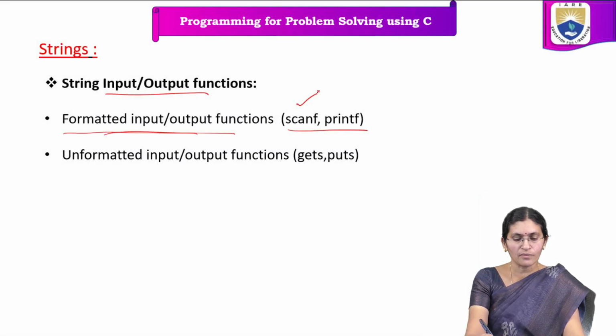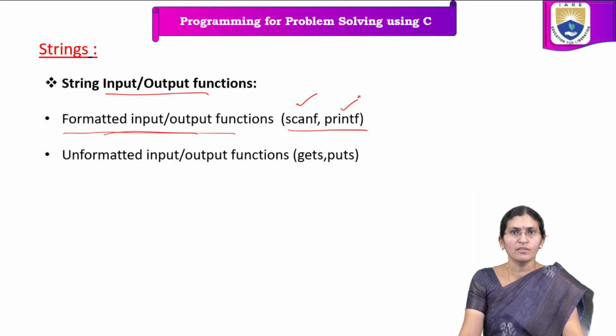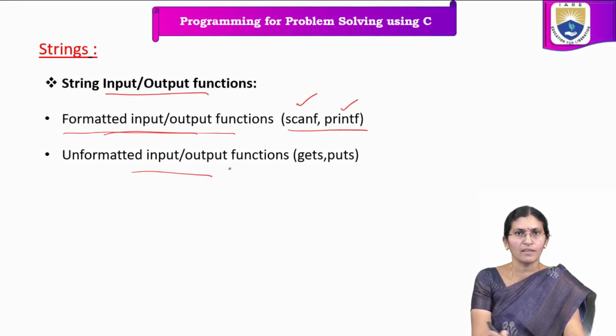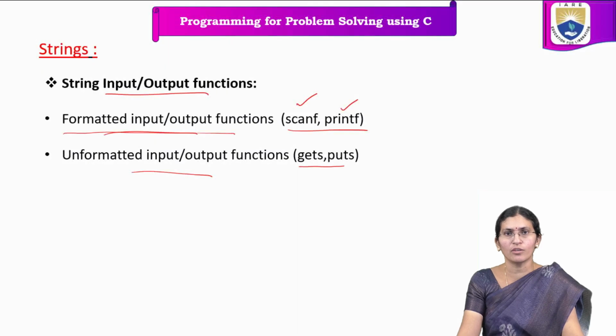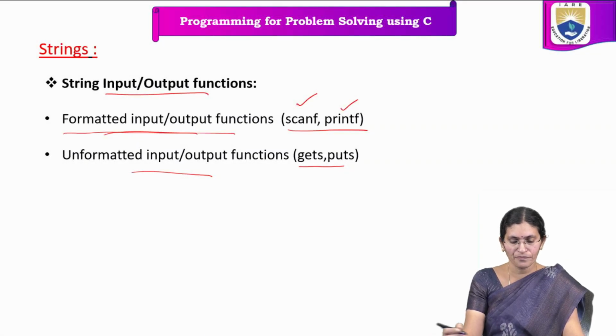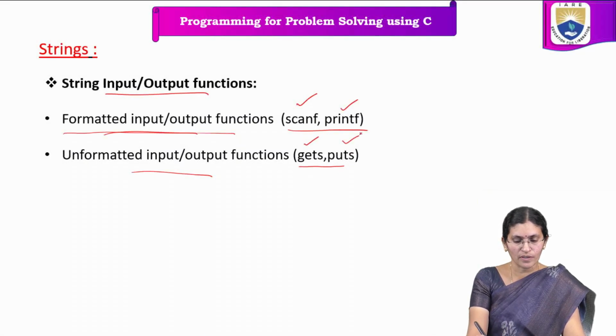So we can use the scanf function to read the string from the user, and we can use the printf function to print the string onto the screen. Similarly, we have unformatted input output functions where we don't require any format specifier in order to read the string from the user and in order to print the string onto the screen. So we have the gets and puts functions.